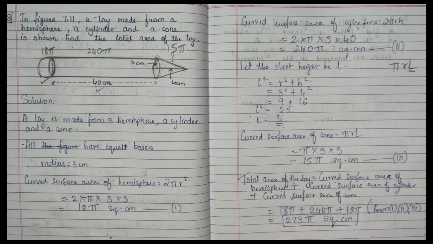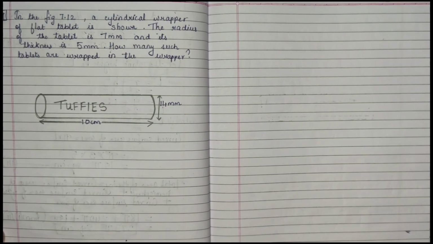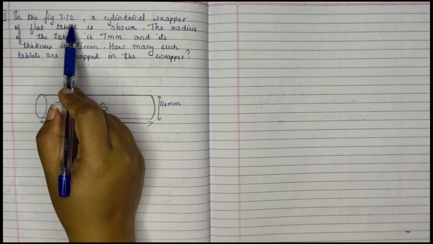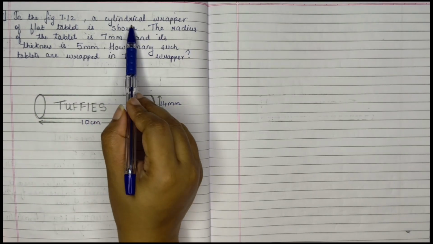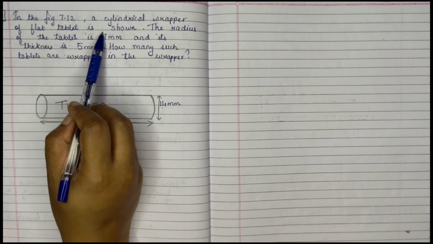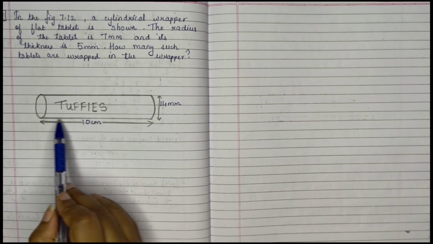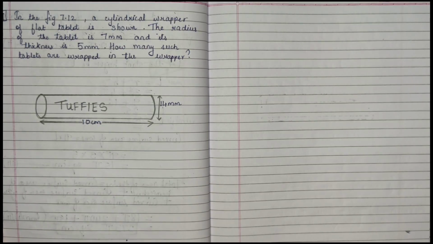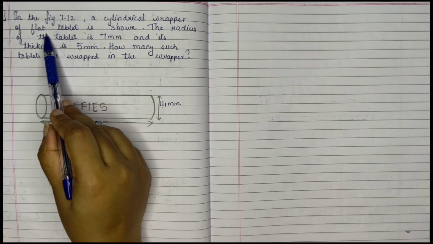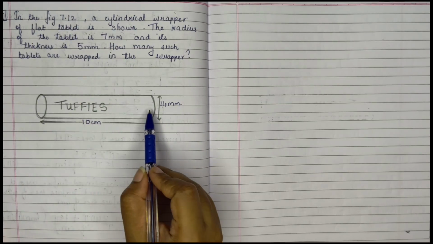Okay, so we have finished sum number 8. Now see the ninth sum. In the figure 7.12, a cylindrical wrapper of flat tablet is shown. This is the wrapper, and it contains flat tablets.